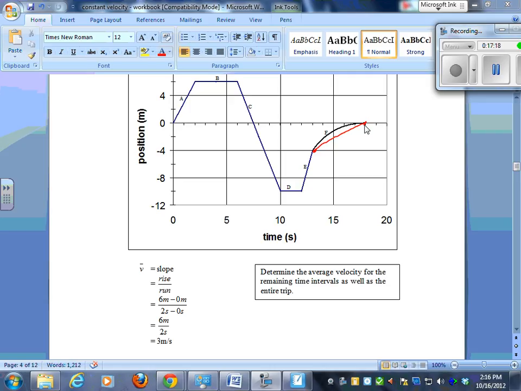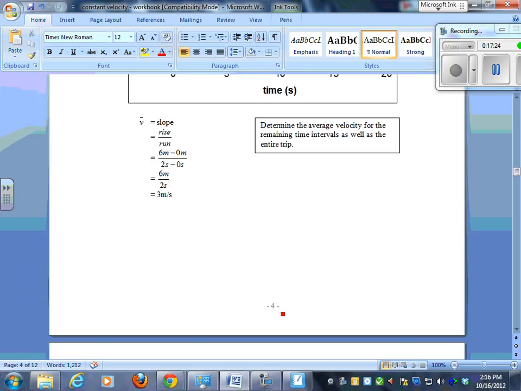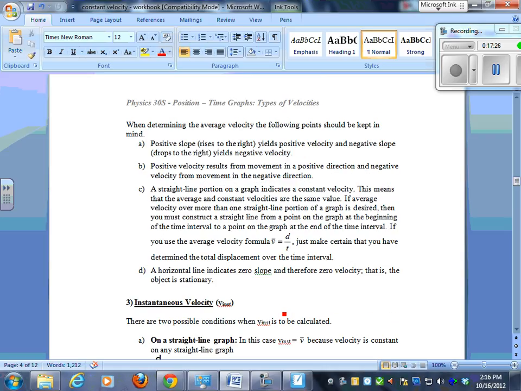All right. Okay. So, running out of time, aren't we? Yeah. Okay. Let me just finish this up, and then we'll pick up here tomorrow. Okay. So, when determining the average velocity, the following points should be kept in mind. Don't start packing up. Give me 30 more seconds.